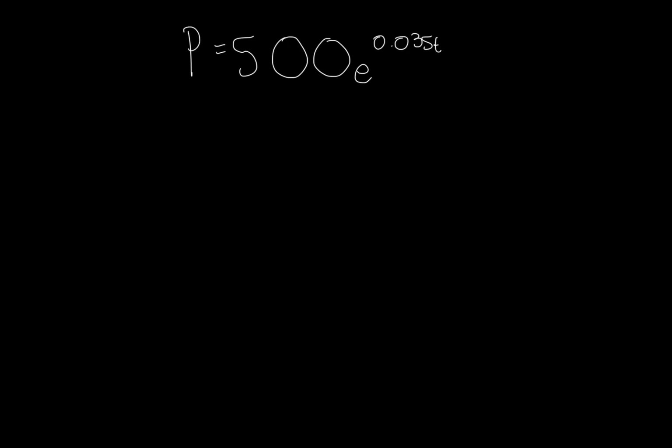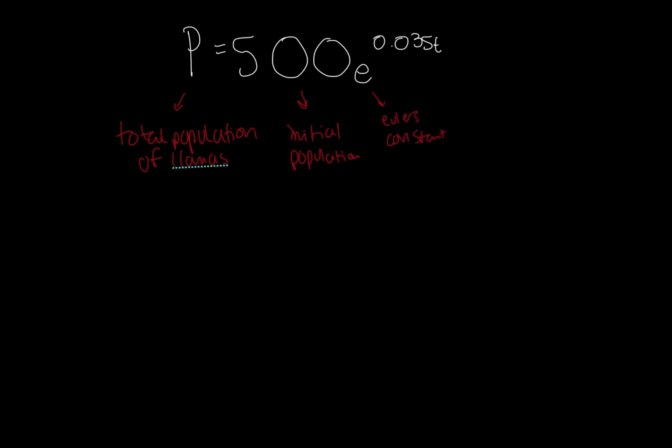Okay, so here we have our equation again. I'm going to label what each part of this equation means, and then we're going to be able to answer the questions. P just means our total population of the llamas. 500 is our initial or starting population. e is just Euler's constant. 0.035 is our rate, and t is time.